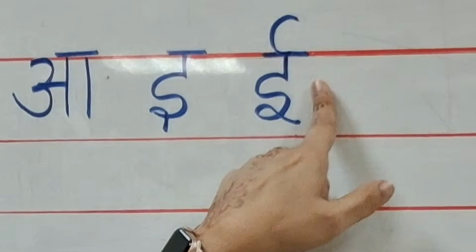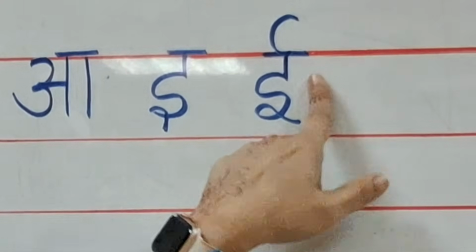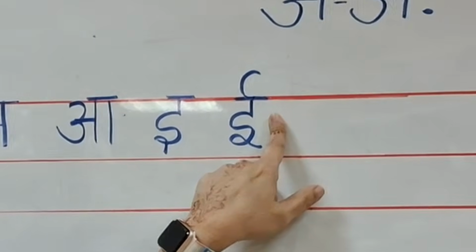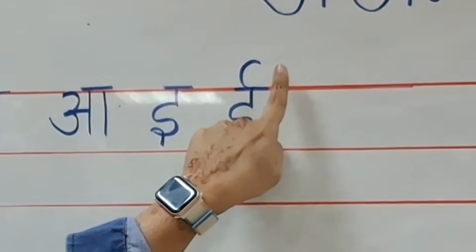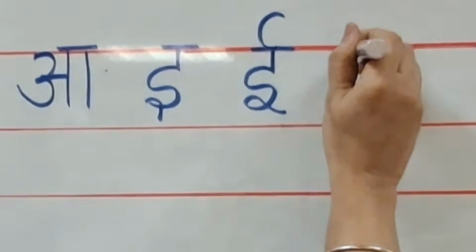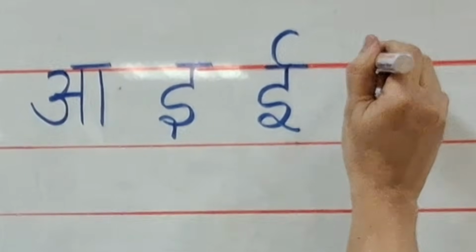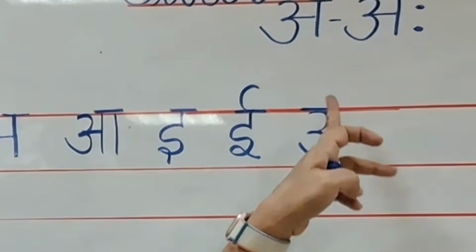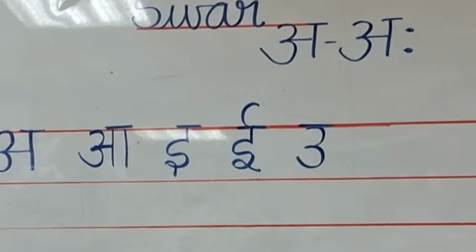ठीक है? So this becomes E. E से ईक. After this, leave one finger's gap and write U. U is very easy to write because it is just 3. It is just the number 3 with a sleeping line on top.